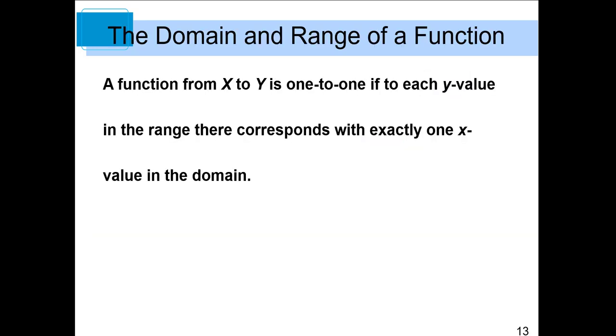Okay. So a function from x to y is one-to-one if each y value in the range corresponds with exactly one x value in the domain. Okay. Again, this is a one-to-one relationship.